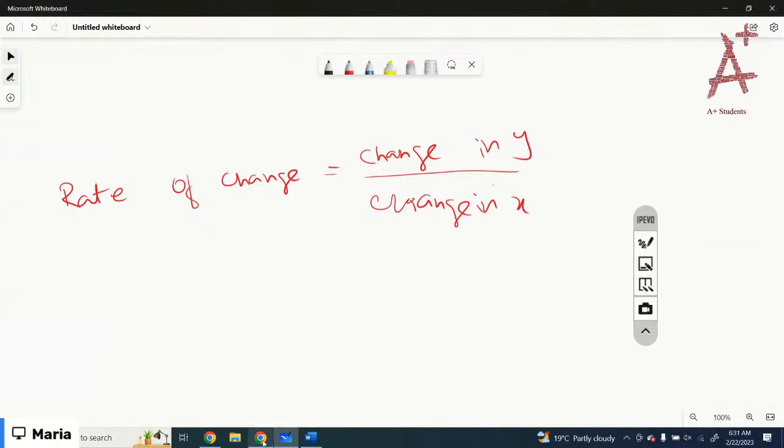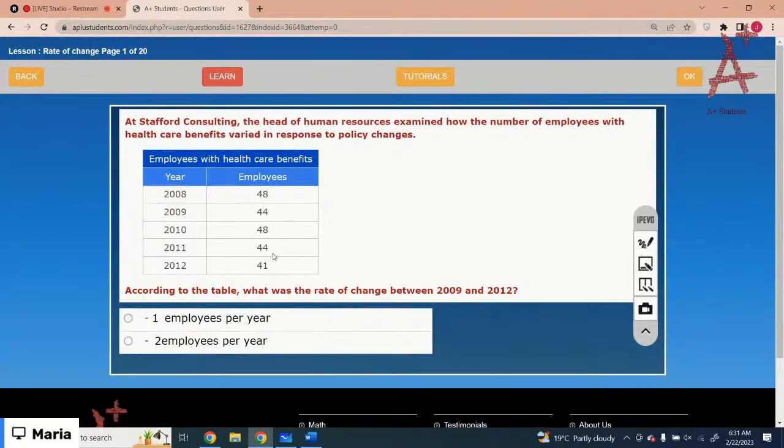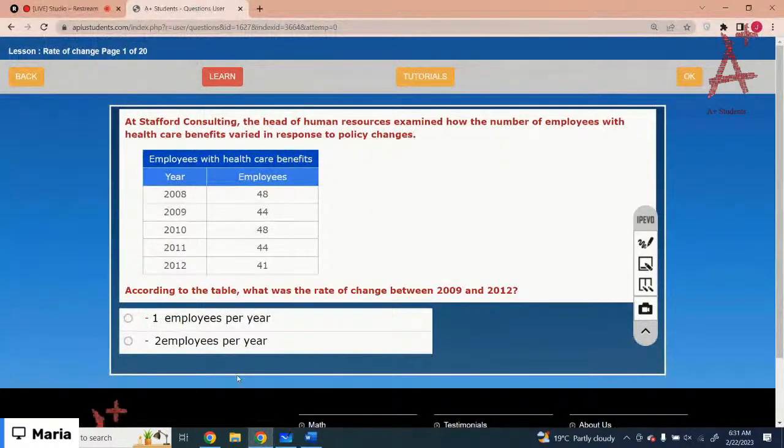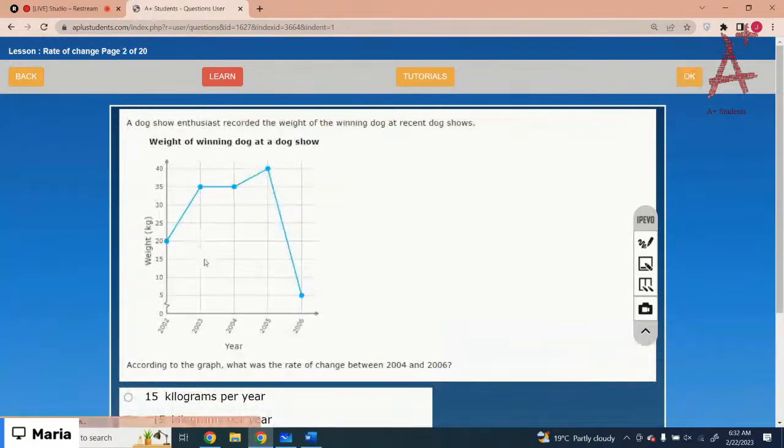So change in Y, these are the Y values, 44 and 44. Both are 44. So it is 44 minus 44 divided by, but here you have minus 2 employees per year. 2009 and 12, sorry, because 9 and 11 have the same values. Sorry. It was 2009 and 2012, and in 2012 it is 42.